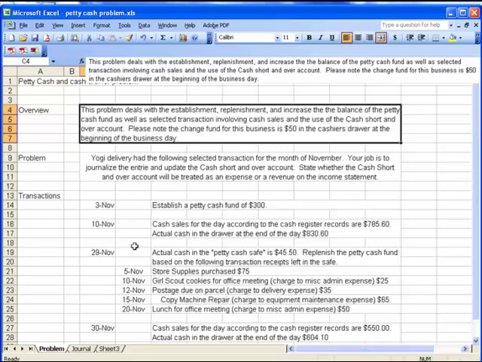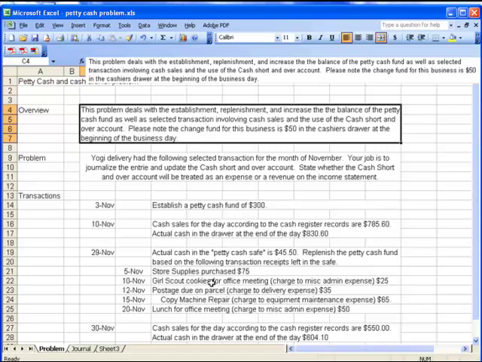We look at the next transaction, on November 29th. It says the actual cash in the petty cash safe is $45.50, and our job is to replenish the petty cash fund based on the following transaction receipts left in the safe. Throughout the month, we had store supplies purchased for $75. We bought some Girl Scout cookies for the office meeting, charged to miscellaneous administrative expenses for $25. Postage due on parcel, charged to delivery expense, $35. Copy machine repair, charged to equipment maintenance expense for $65. And lunch for the office meeting, charged to miscellaneous administrative expenses, $50.